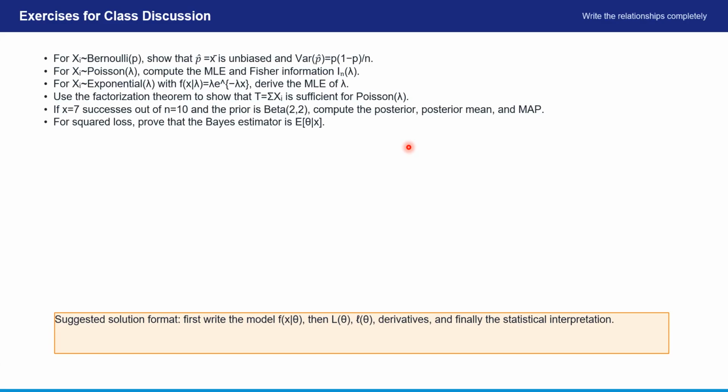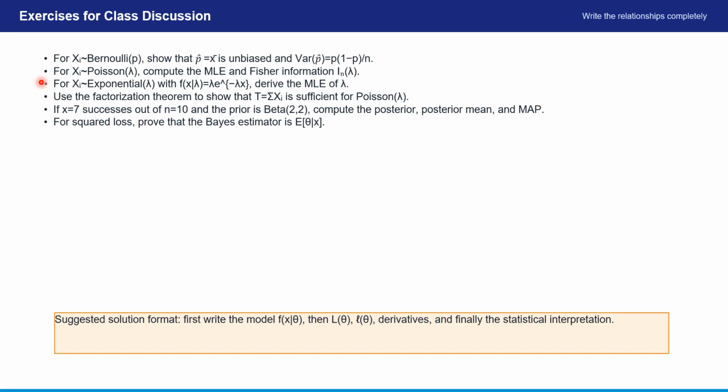In this regard, start with E of x bar equals 1 over n times sum E of xi. Since E of xi equals p, E of x bar equals p. Then compute var of x bar. Because the xi are independent, var of x bar equals 1 over n squared times sum var of xi. Since var of xi equals p times 1 minus p, the final answer is p times 1 minus p divided by n. For the second exercise, suppose xi follows Poisson lambda.